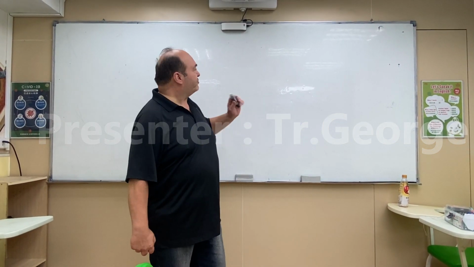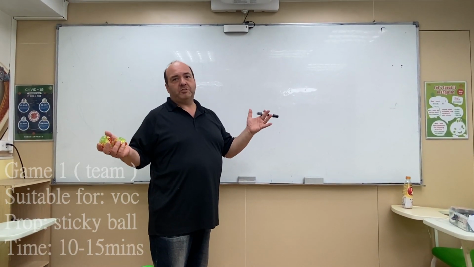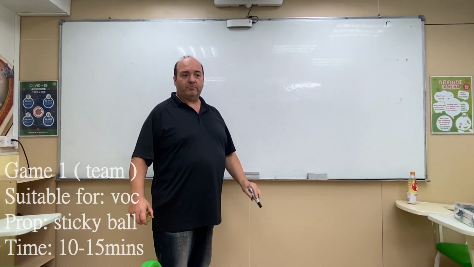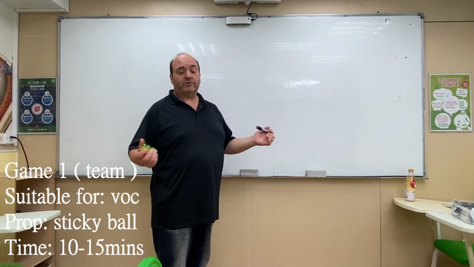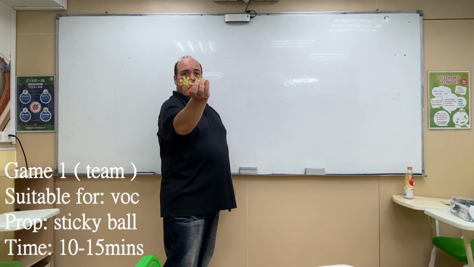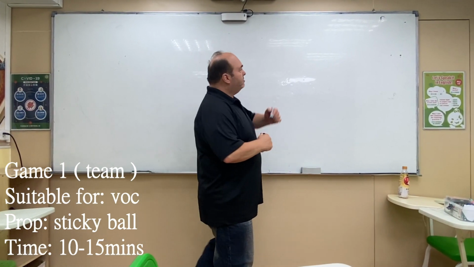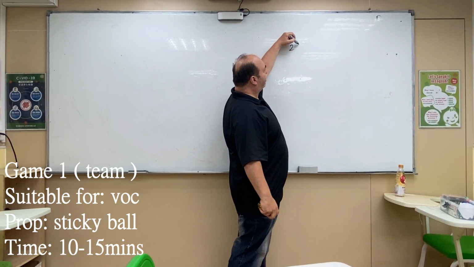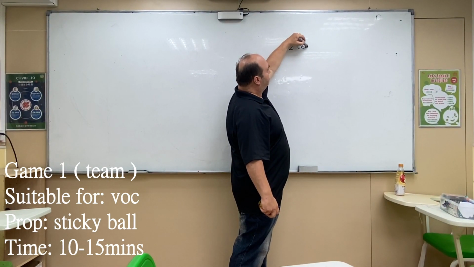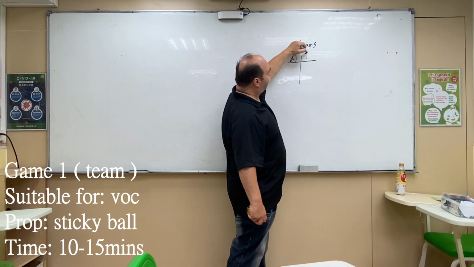Okay, I have 3 games today. The first game usually takes 10-15 minutes to do in a classroom, so you can calculate your time when you have a game. You only need 1 sticky ball or 2 sticky balls, that's up to you. But the game is a 2 teams game, so you have to divide your class in 2 teams: Team A and Team B. Always keep it simple.